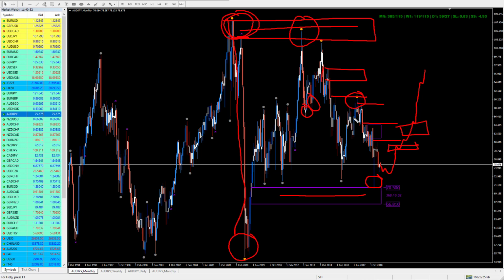It's pretty simple, but I suppose it takes a bit of time to get your eye used to finding these areas. But I hope it doesn't seem too complicated, because it really isn't.